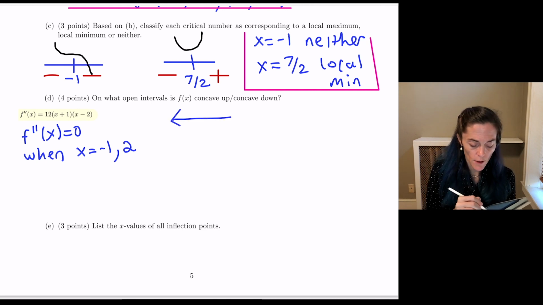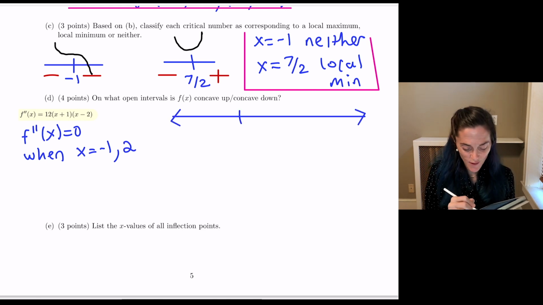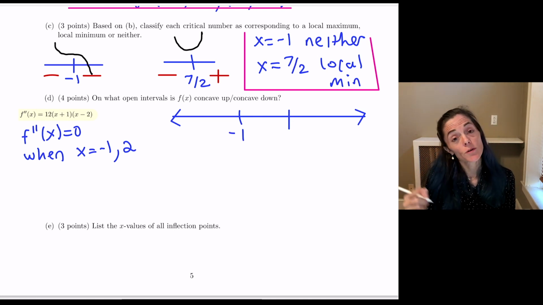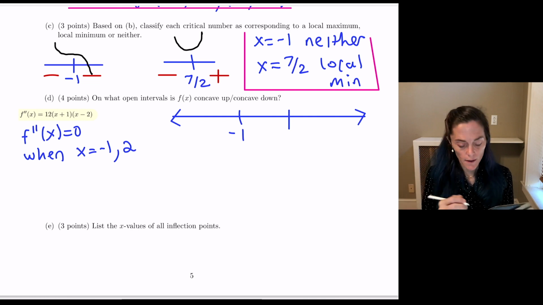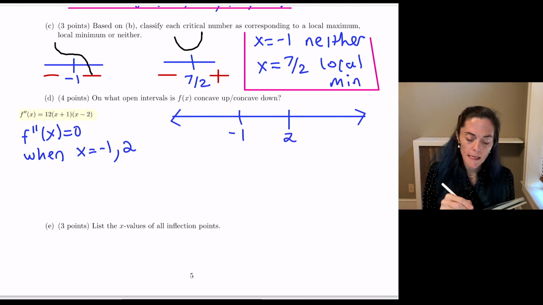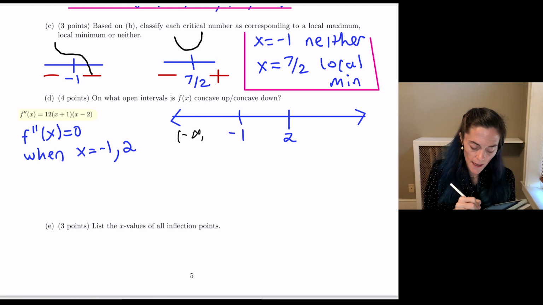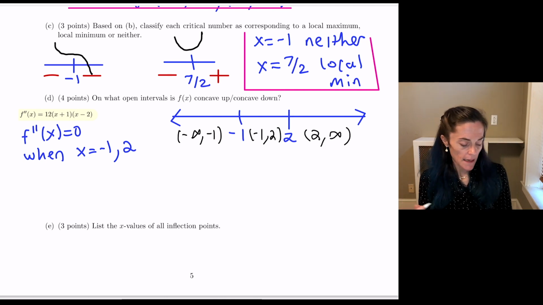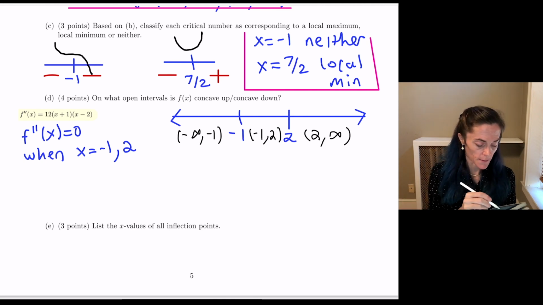So let's divide our domain into open intervals based on where the second derivative is 0. We can also just comment that the second derivative exists everywhere, so the D and E part does not happen. We have -infinity to -1, we have -1 to 2, and we have 2 to infinity. Now, let's make a chart.